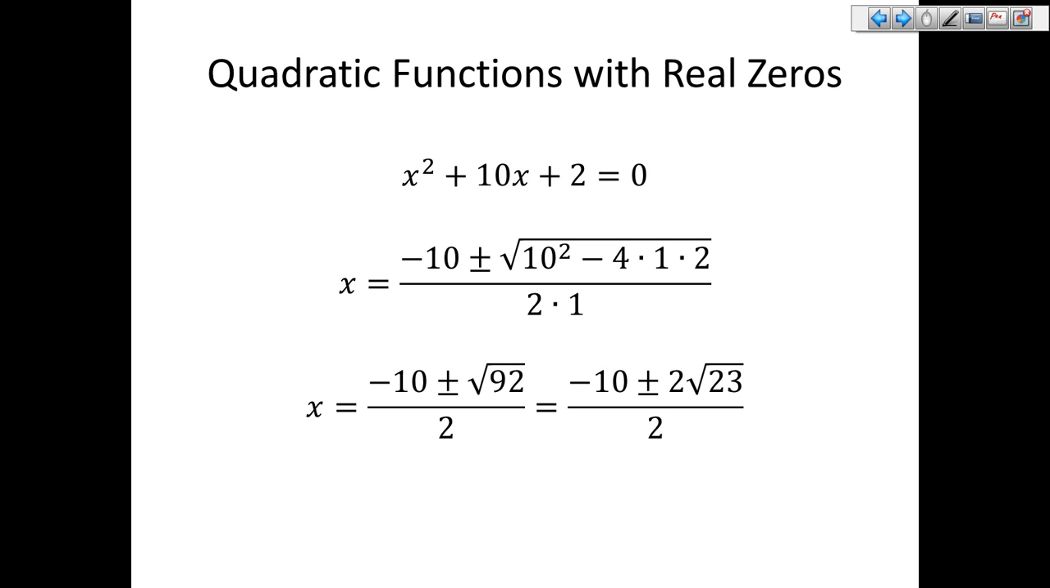But it turns out that 4 is a factor of 92. So we pull that 4 out of the square root, it turns into 2. And what's left inside the square root is a 23. Now, because the 10 and the 2 can be divided by this 2 nicely, I go ahead and reduce everything, and I get x equals negative 5 plus or minus the square root of 23.